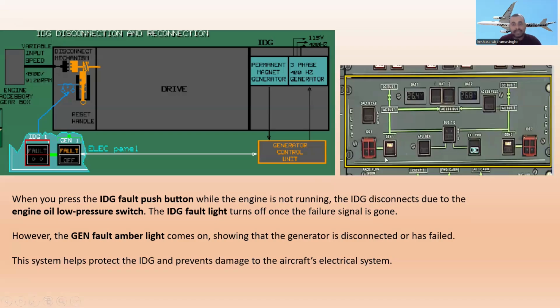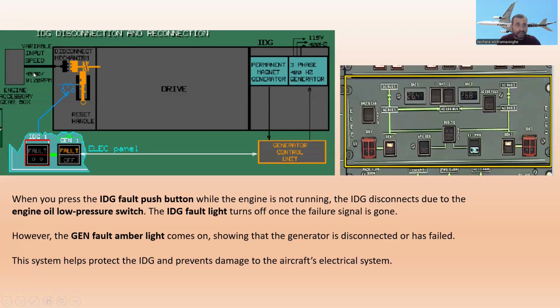In this case, we can know the generator is disconnected or has failed. So these systems help protect the IDG and prevent damage to the aircraft electrical system. You can see in this picture, right? So at this time, if you press this one, this is disconnected.